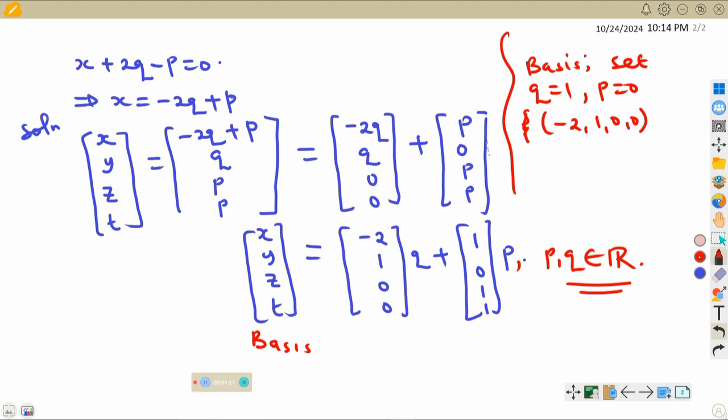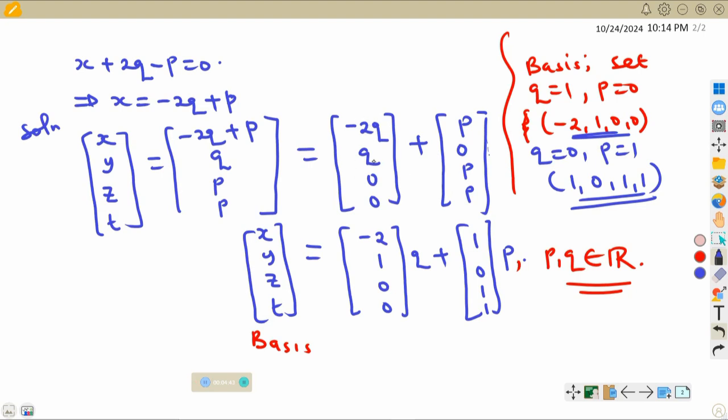Then again set q to 0 and p to 1. Set one of them to 1 and another one to 0 to obtain the basis vectors. So when you set q to 0, this will go to 0, and p to 1, you will remain with 1, 0, 1, 1. So these are the elements in the basis vectors.